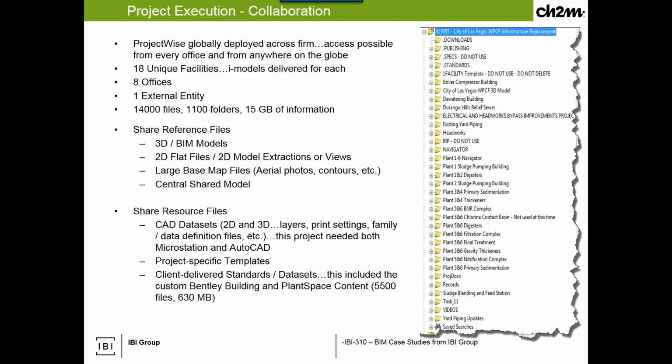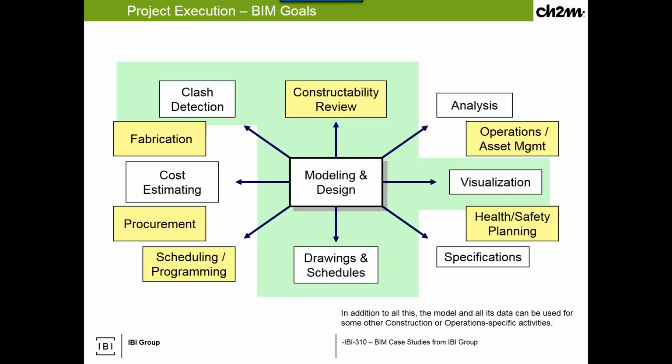So the collaboration system kind of pulled all this together. You can see there was no Revit, so there was no complexity with sharing a Revit Central model, so I guess that was a good thing here. But there were multiple facilities, multiple offices, external entities, 15 gig of information, and it was just management of all of this information to and from the multiple offices as well as to the client.